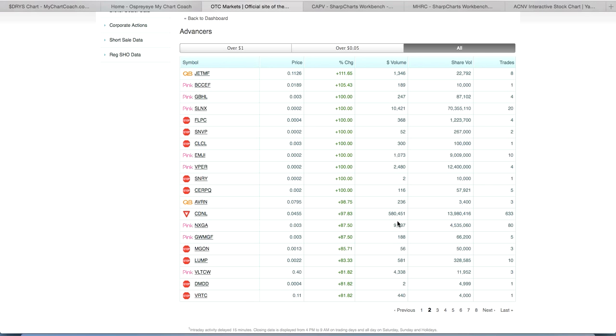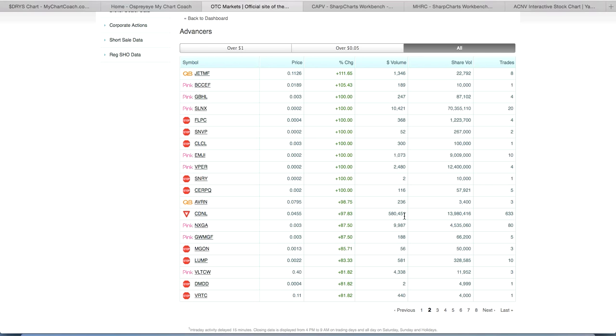And as you can see, it had 580,000 in money flow, which is really good money flow, good volume, good trades. That's why we were posting charts on this. That's why we were posting charts on CAPV. That's why we were saying this is the hot stock. This is the one to be in. This has upside potential because it has the money flow. Because look at all these other ones have no money flow.